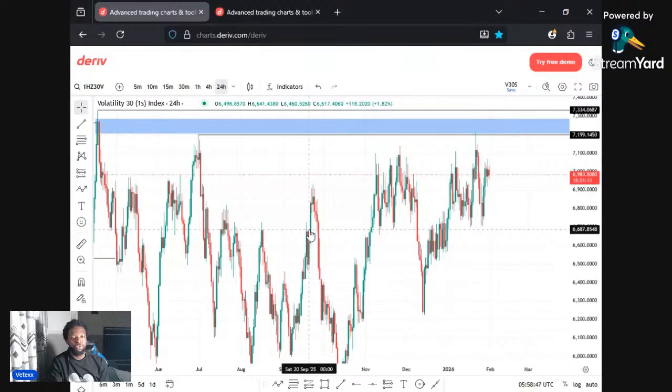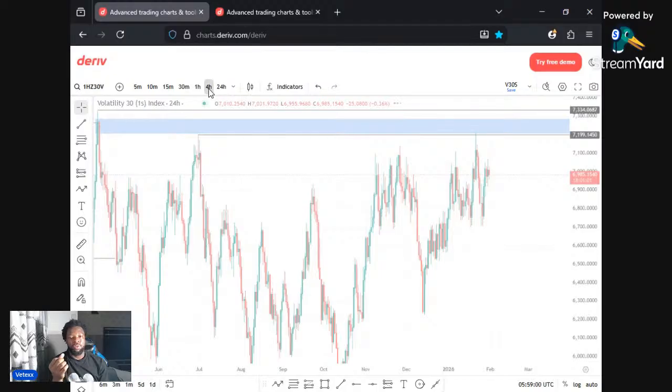Once that structure forms on the 4-hour time frame and on the 1 hour time frame, you then go to the 15 minutes time frame or the 10 minutes time frame before you start looking for your setup. So let's go to the 4-hour time frame to find our setup. If we find our setup, good.